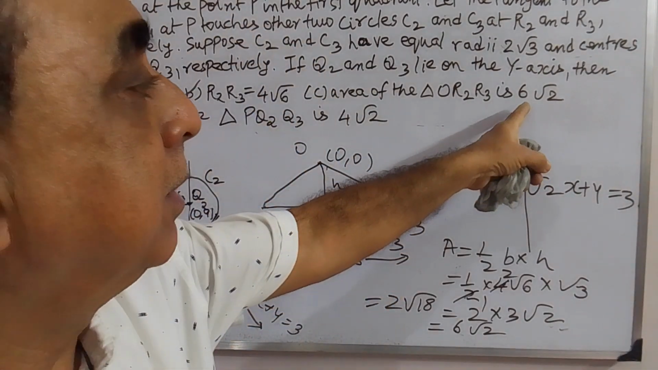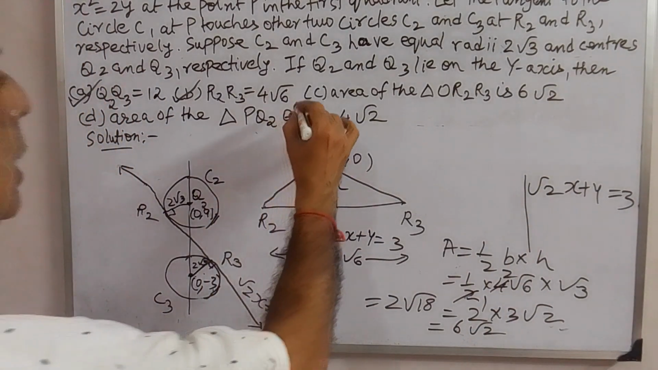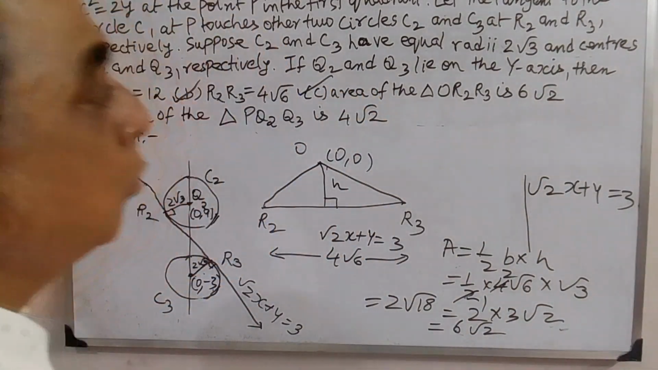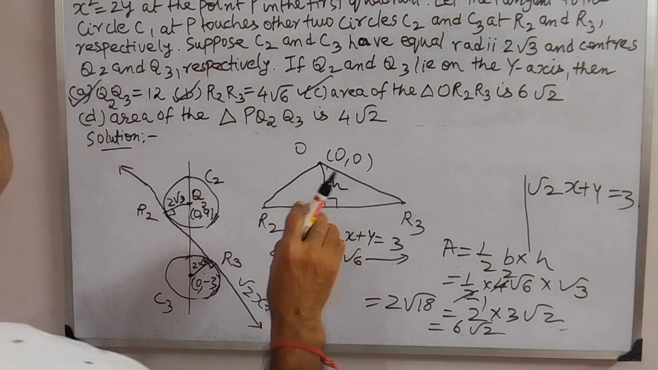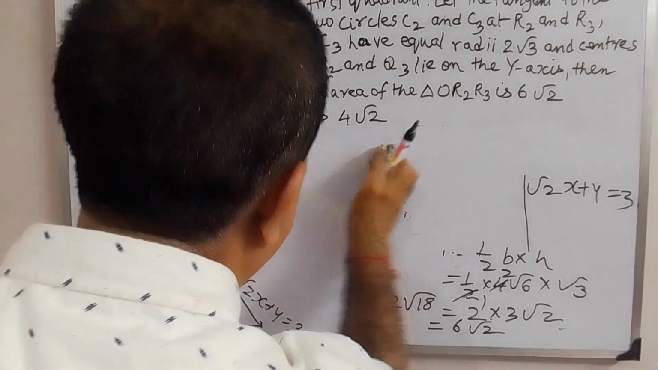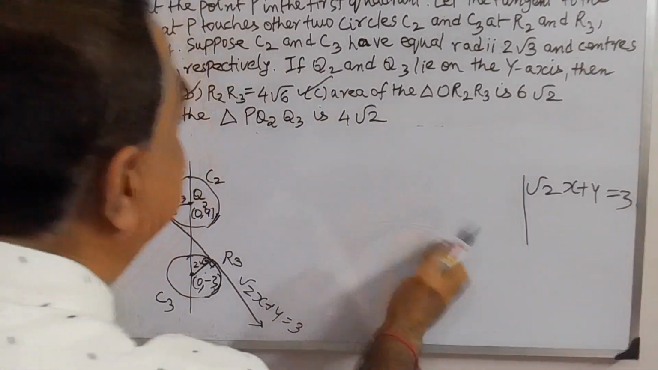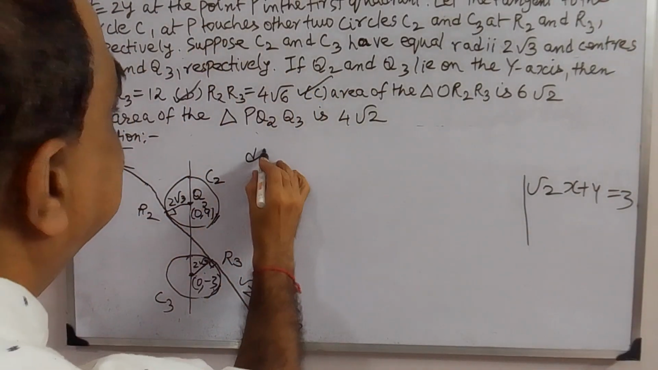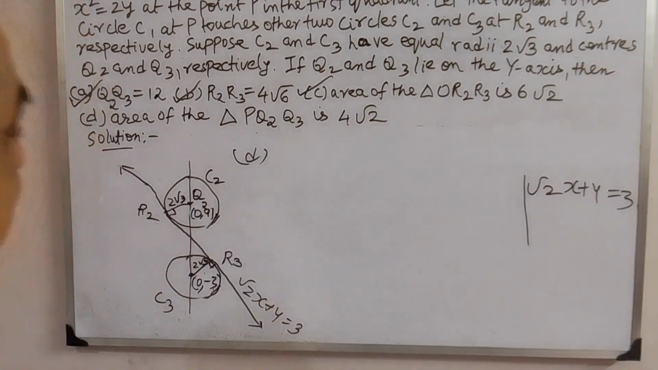Here it is being given 6 root 2, and we are also getting 6 root 2. So the area of the triangle OR2R3 is correct. So option C is correct. Now let us check option D. What is option D telling? Option D is telling the area of the triangle PQ2Q3 is this.